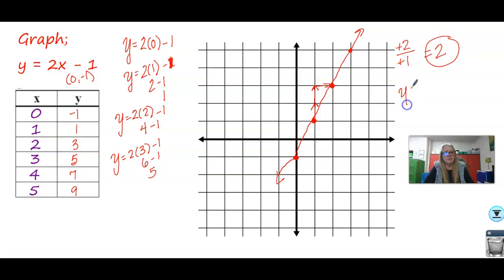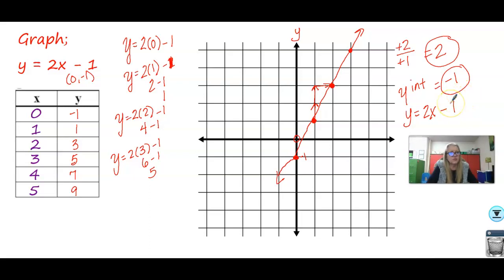What's the y-intercept of this line? Where does this line cross the y-axis? This is the y-axis. At what number does it hit this axis? Well, if this is 0, wouldn't this be negative 1? So the y-intercept is negative 1. Look at the original equation. The original equation was y equals 2x minus 1.